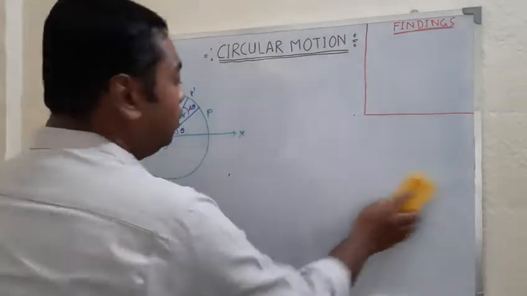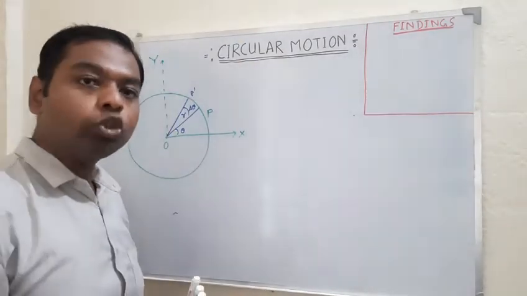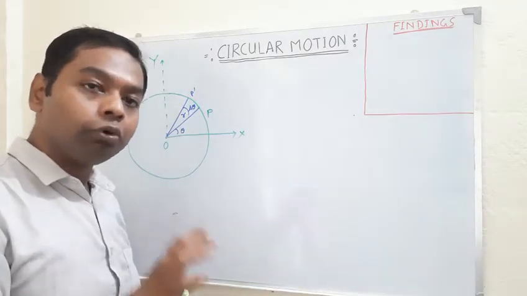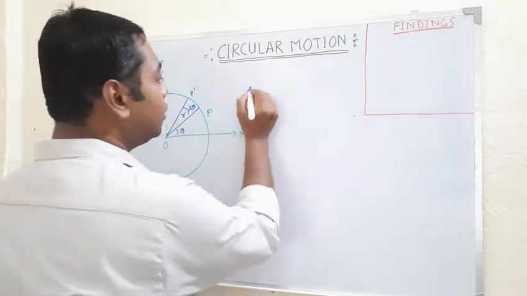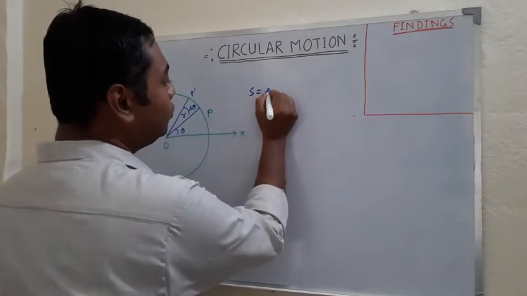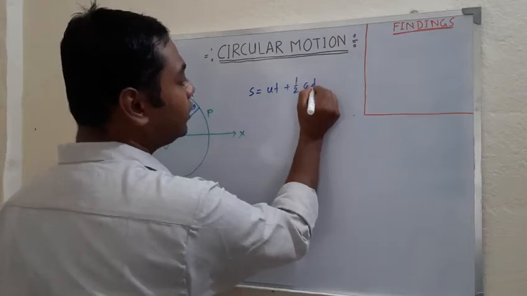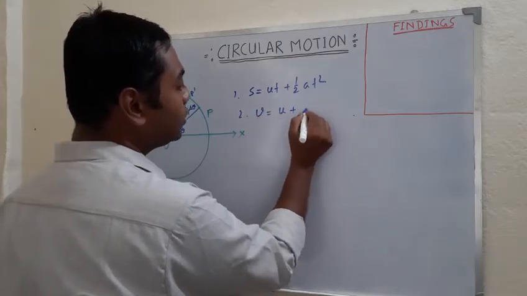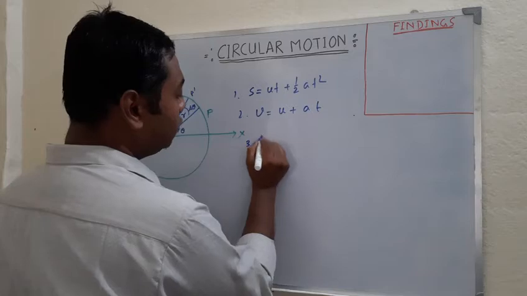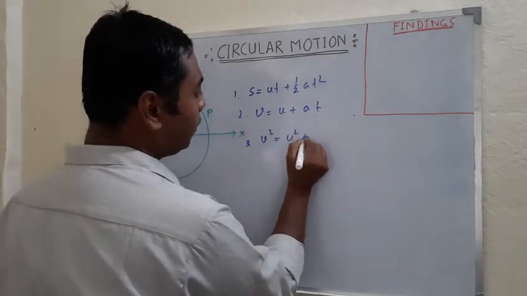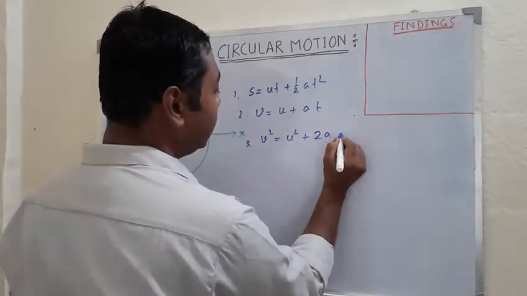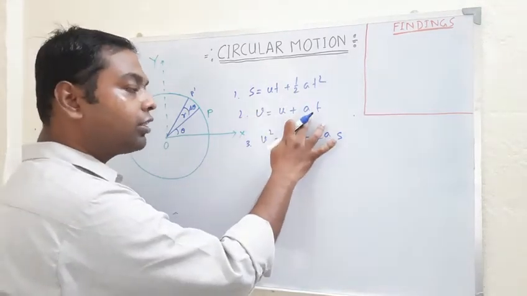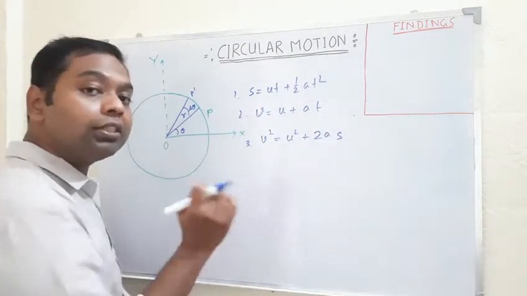Now, from the motion of a particle in a straight line, we used to have those three equations, if we can remember, for a constant acceleration. What are those? Those were s equals ut plus half at squared. Second one was v equals u plus at. Third one, v squared equals u squared plus 2as. v is the final velocity, u is the initial velocity, a is the acceleration which is constant, t is the time, s is the distance traveled.